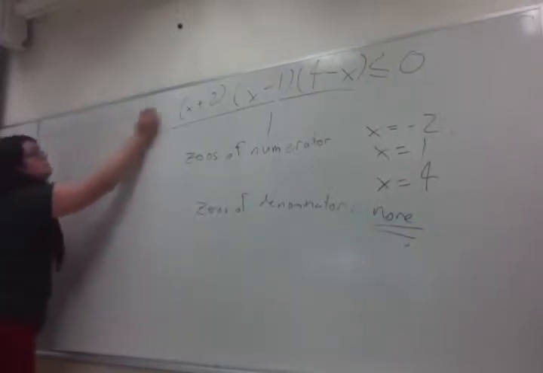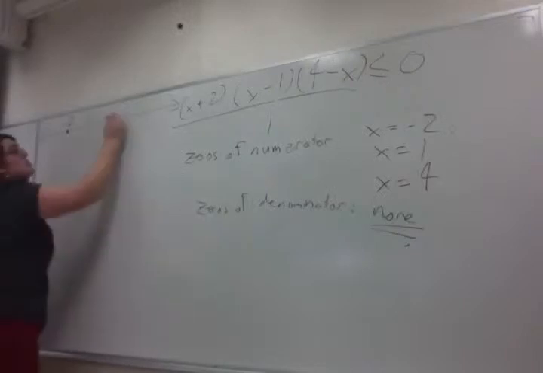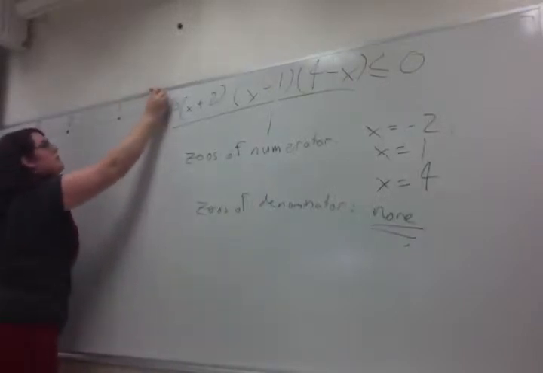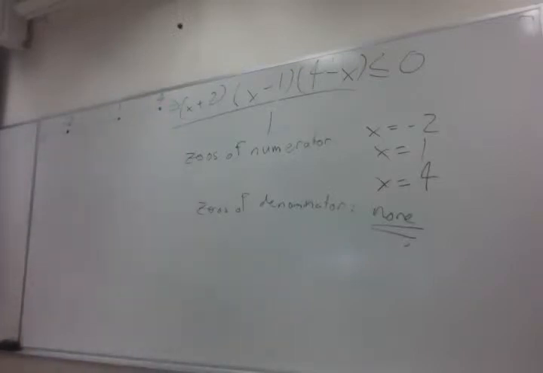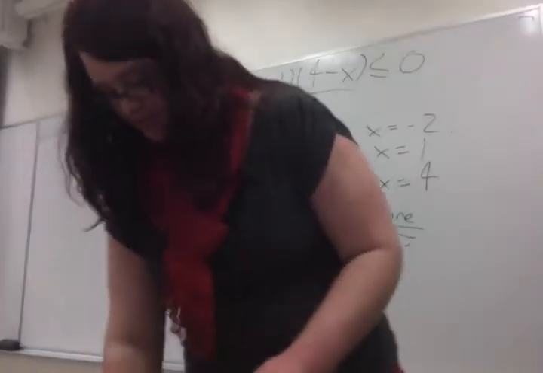So you draw a number line, and the 3 places you're going to put on there: you're going to put in the -2, you're going to put a 1 on the number line, and we're going to put a 4 on the number line. And when we do this, this is dividing the number line up into a certain number of intervals.